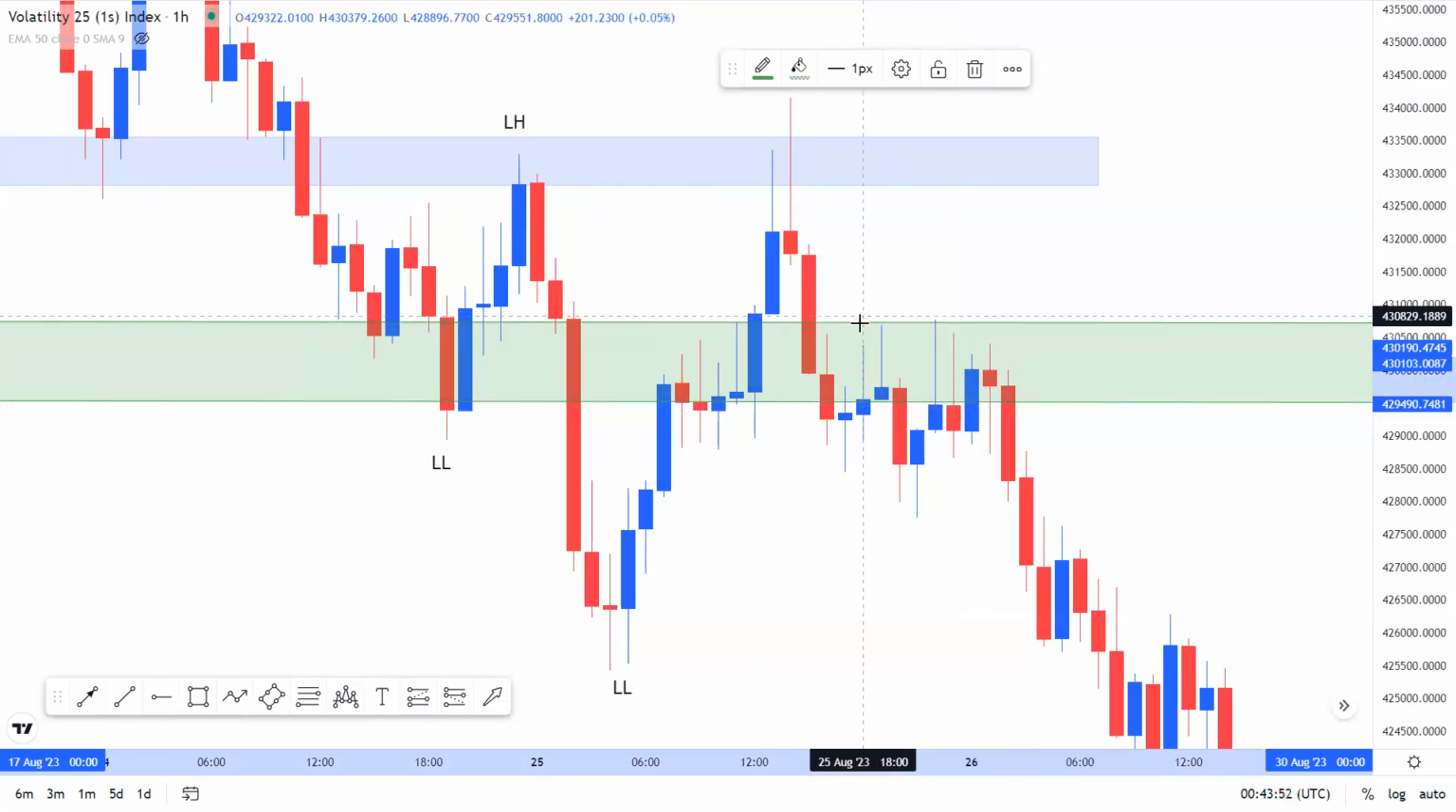Quite a number of times, we have seen sellers rejecting the buyers from moving price past this level. Multiple rejection candlesticks from this level. Now, guys, once you get to see rejection candlesticks at the retest of your identified area of interest, from a level where you are looking to potentially trade from, don't sleep on it, guys.